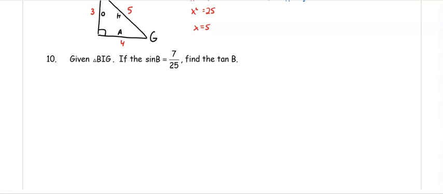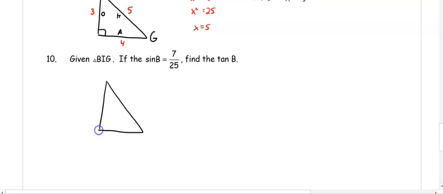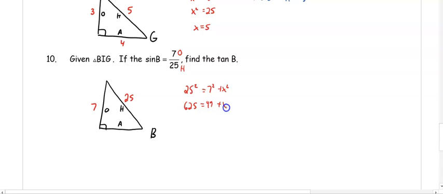In number 10, given triangle BIG, if the sine of B is 7 over 25, find the tangent of B. So we have opposite, hypotenuse, and adjacent. In sine, we know that we have the opposite side and the hypotenuse. So the opposite is 7, the hypotenuse is 25. We can do Pythagorean theorem to find our missing side. So we get 576 equals x squared, x is 24. If we are doing the tangent of B, it is the opposite over the adjacent, so we would have 7 over 24.